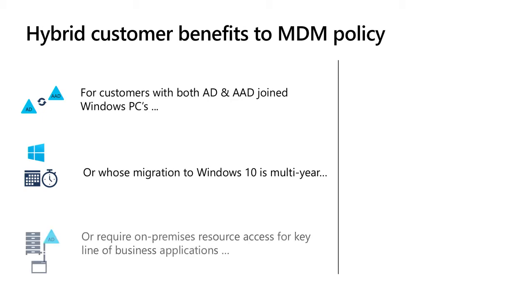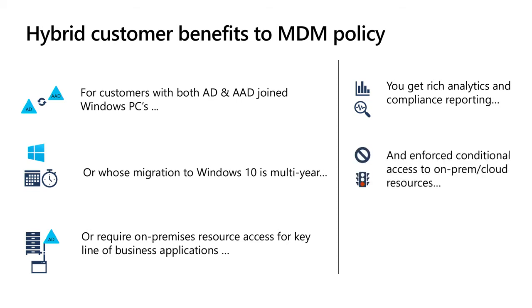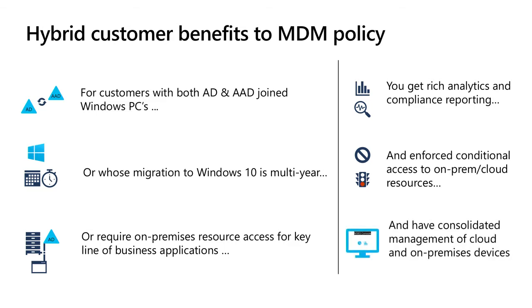So there's a lot of customers who are in this position, or you've got resource access needs for getting access to on-premises devices, servers, shares, and what have you. But if you're in this case, then one of the things that you get by having cloud-based management for your policy is the ability to do analytics and compliance reporting on those devices from a centralized way. Or you can have conditional access to both your on-prem and your cloud-based resources. So Azure Active Directory can gate whether or not your users are on compliant devices using the right applications to access your cloud-based resources or on-prem resources. And again, you've got a single view of all of those devices.